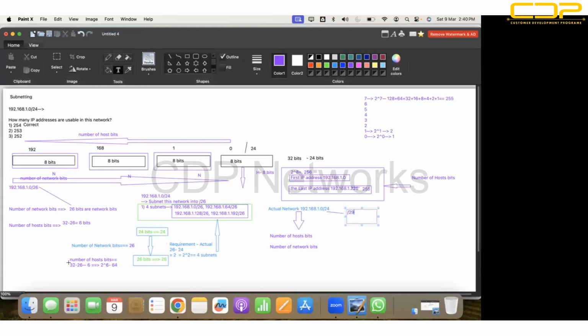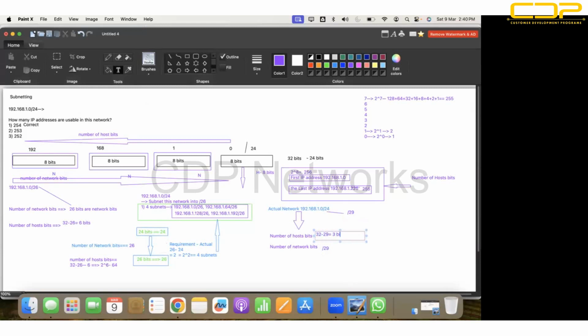Take your time. Network bits will be 29, and the number of host bits will be 32 minus 29, which means 3 bits.